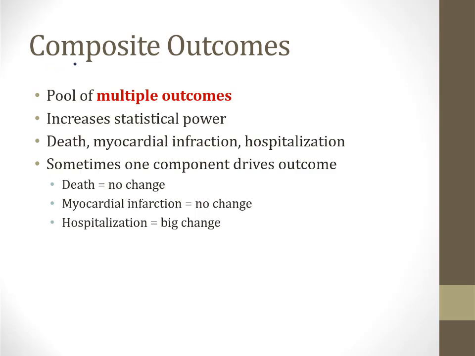Some studies use what's known as a composite outcome. Composite outcomes are a pool of multiple outcomes, and this is done to increase statistical power. I'll explain what this means in a minute. So this is very popular in cardiology. Many trials of cardiology drugs or angioplasty and surgical interventions use an outcome that is a total of all the deaths, myocardial infarctions, and hospitalizations that occurred in each arm of the study. This increases the statistical power and makes it easier to determine a difference.